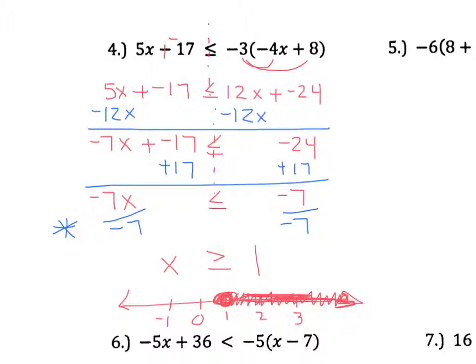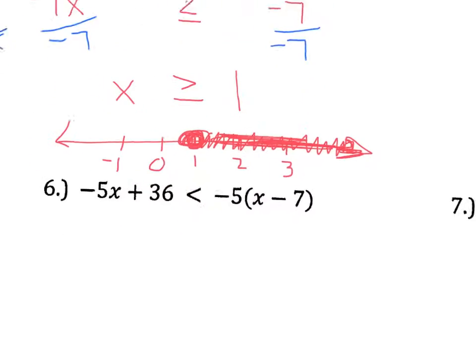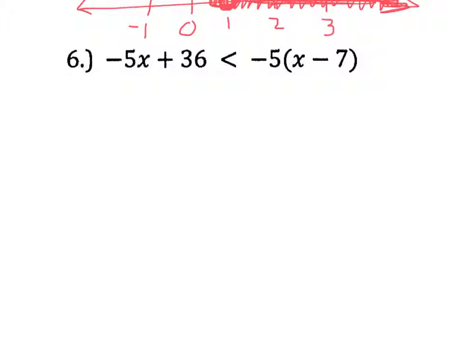All right, let us try number 6. There's a little twist here on number 6. All right, I can make a double sign change, and I need to distribute here. Oops, dotted line. So negative 5x plus 36 is less than negative 5x plus 35, right? You distribute. Negative 5 times x, negative 5x. And then negative 5 times negative 7 is 35.